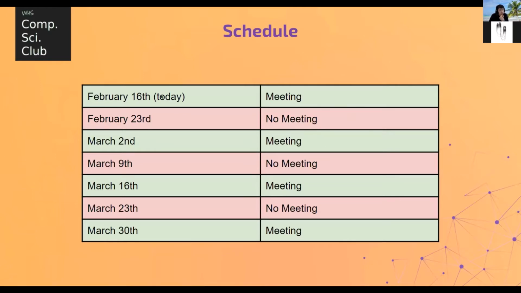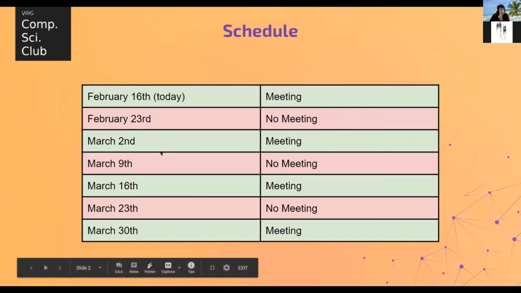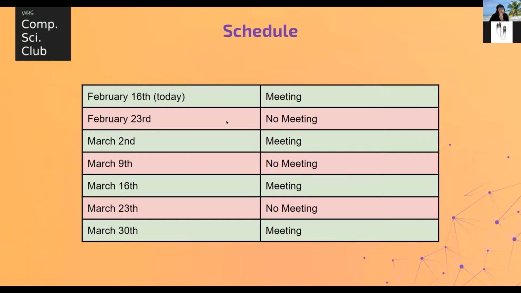And so this is our schedule. Today is February 16th. That's our meeting. Everything else is pretty standard. Every other week. Based off the calendar, there aren't any exceptions. So we just keep going every other week until there is an exception.